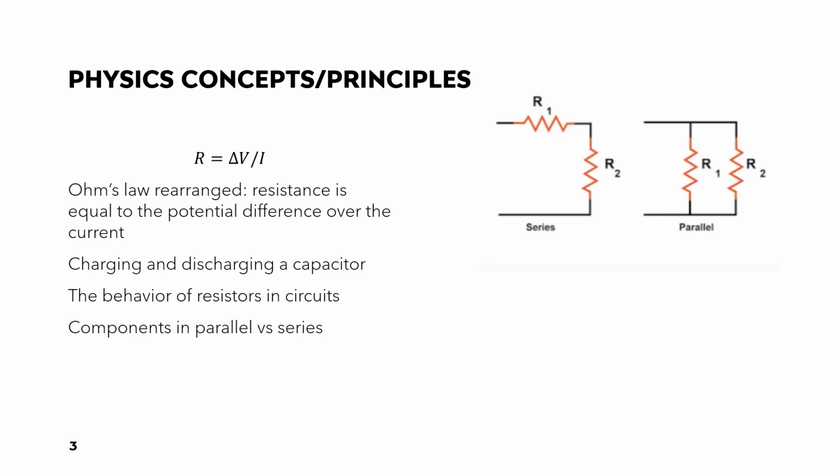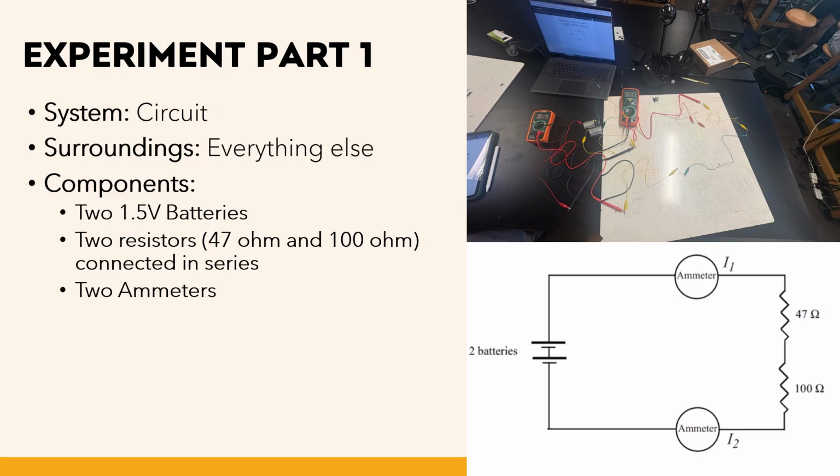Some fundamental physics concepts and principles. We have Ohm's law rearranged to be R equals delta V over I. Resistance is equal to the potential difference over the current. Another concept that was important was charging and discharging a capacitor and the behavior of resistors in circuits, along with components in parallel versus components in series and how that affects the current flowing through a circuit.